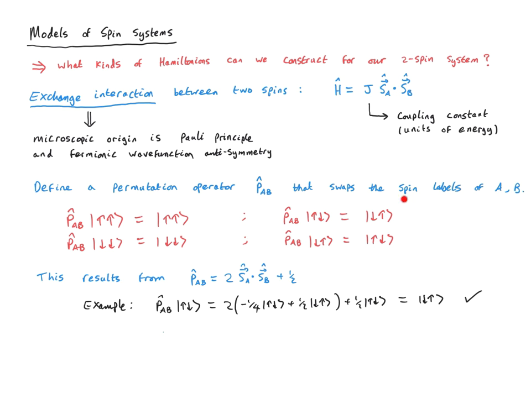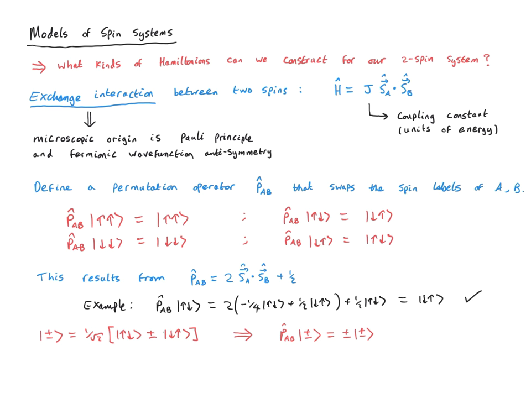However, the up-down and down-up states are not eigenstates of this operator. So let's now instead consider these linear combinations which I introduced earlier, the plus-minus states. These are respectively the even and odd combination of the up-down and down-up basis states. It is then easy to show from these simple properties that if we apply the permutation operator to the plus state, then we get the plus state back again with an eigenvalue plus 1. However, if we apply the permutation operator PAB to the minus state, then we get the minus state back again with an eigenvalue of minus 1.